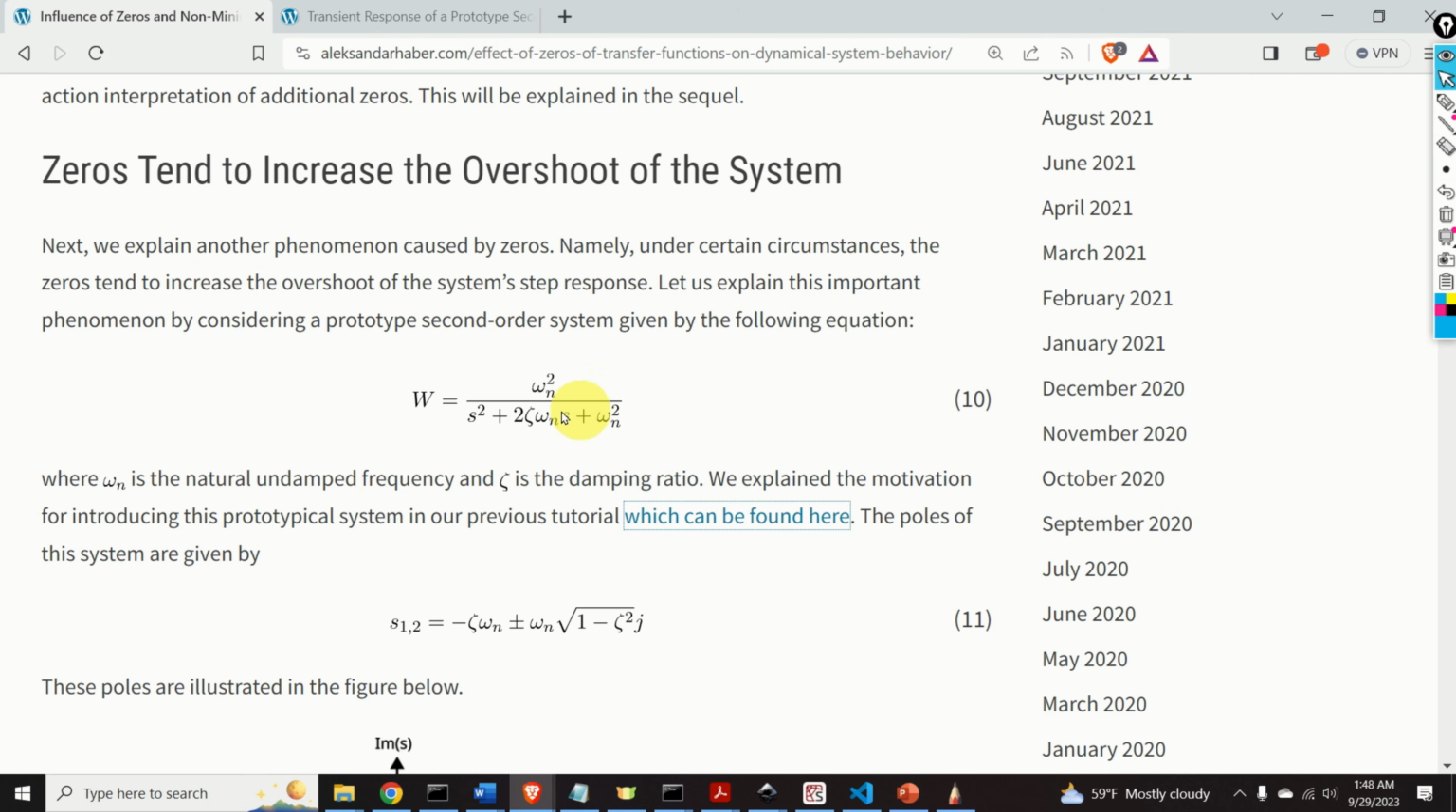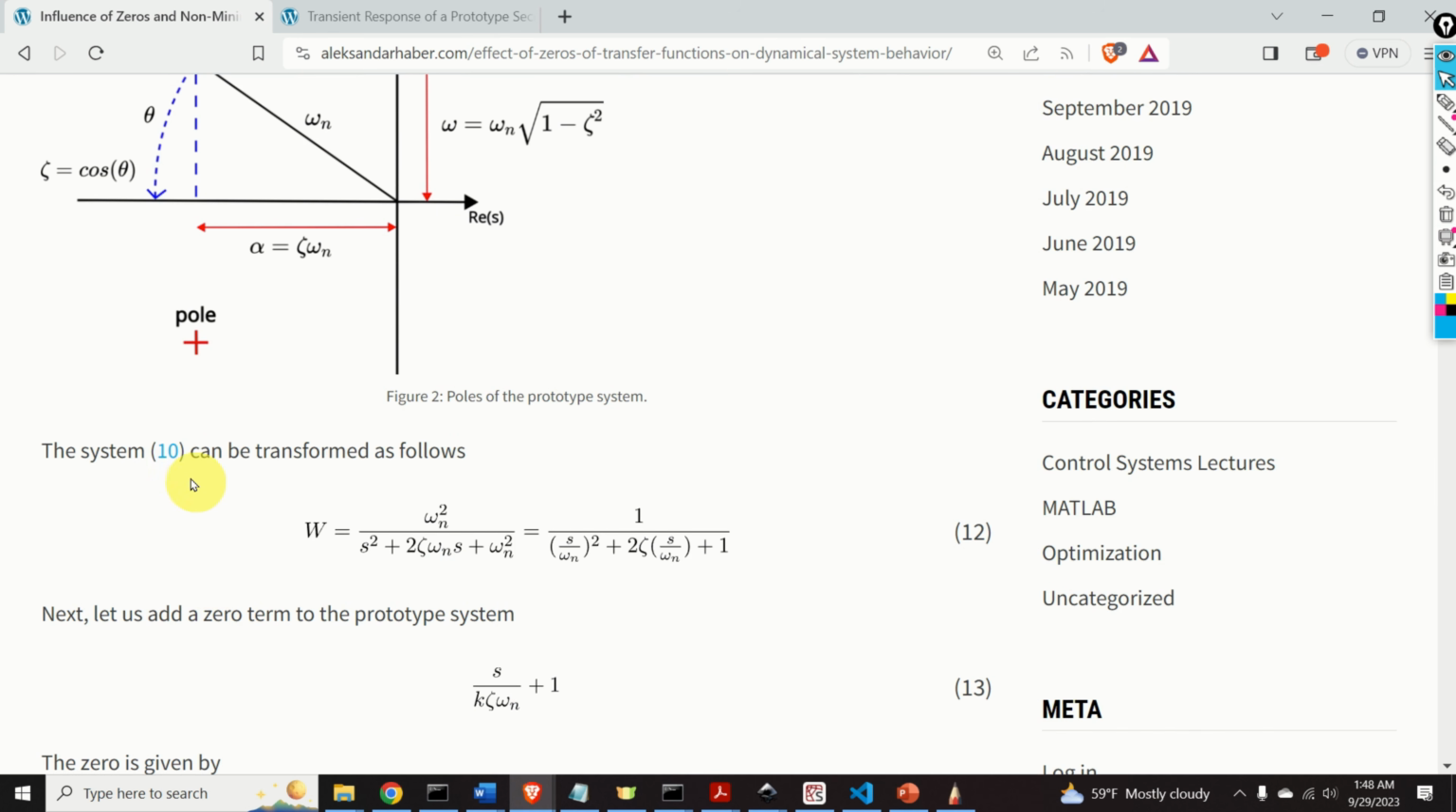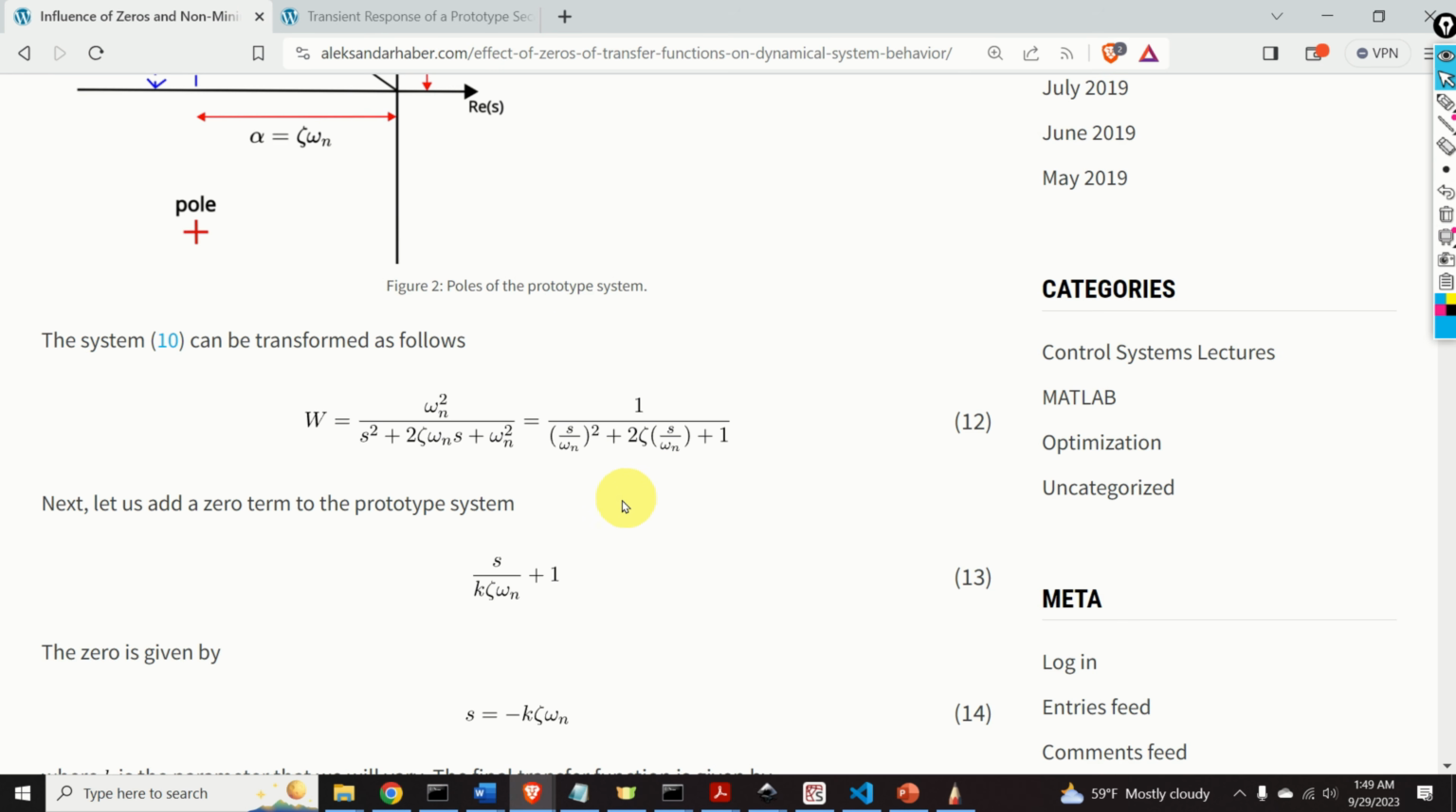The poles of this system are given by this equation. These poles are illustrated in this figure. They're over here. Here's the first pole and here's the second pole. Our original prototype system can be written like this. We can simply take this omega n squared and divide the expression in the denominator by omega n squared, and here's the result. Next, let us add a zero term to our prototype system.